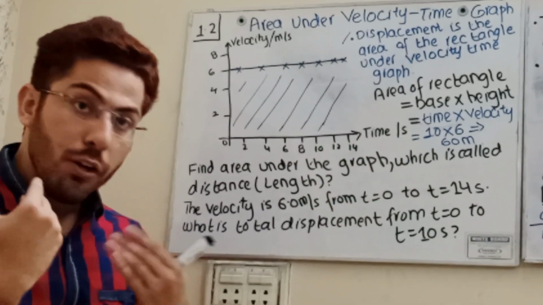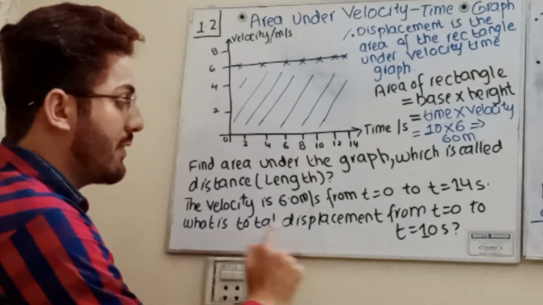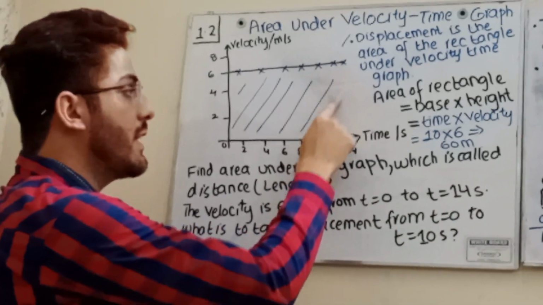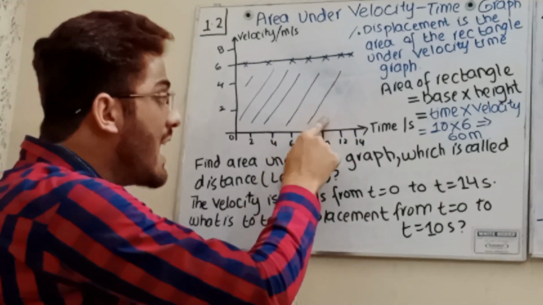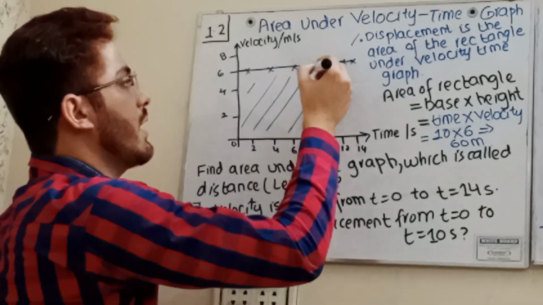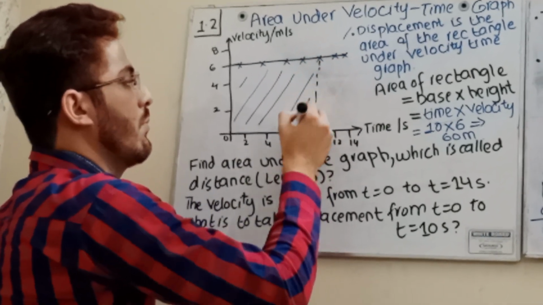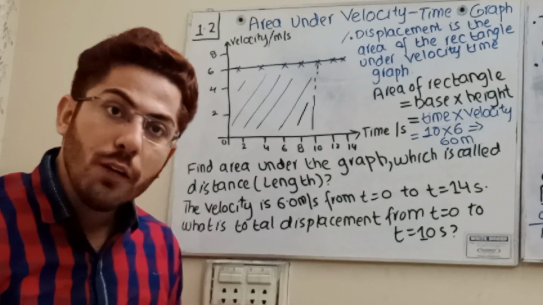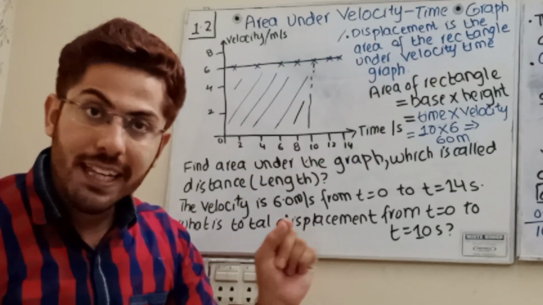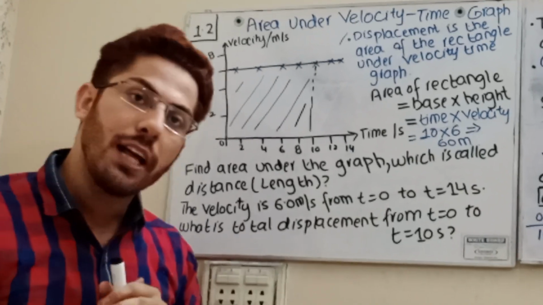What is the total displacement from time 0 to 10 seconds? It means that you are going to find the displacement up to this time. So how are you going to find it, students? Remember, displacement is the area of the rectangle under the velocity graph.